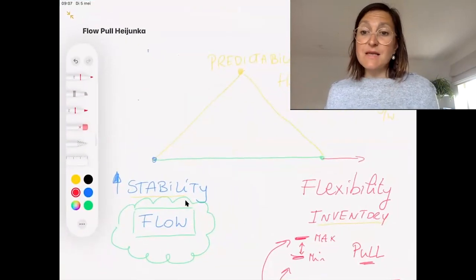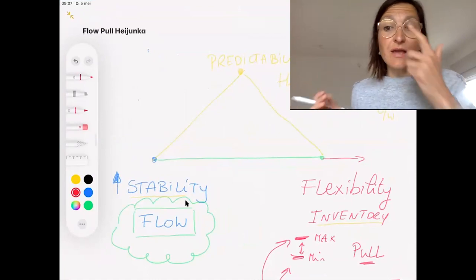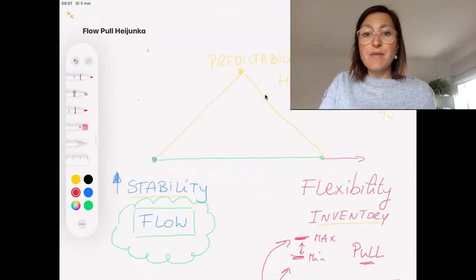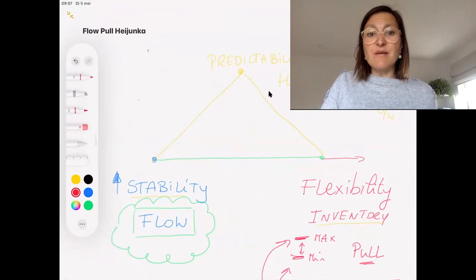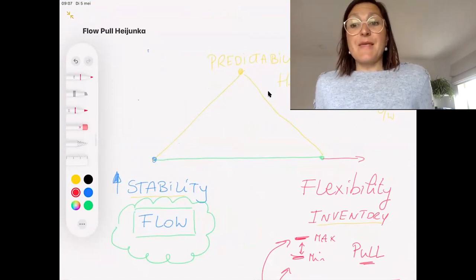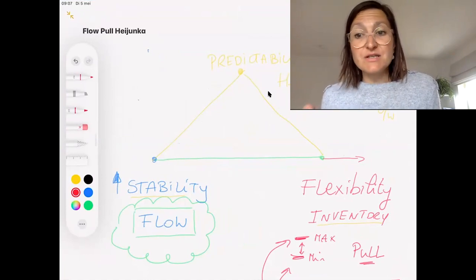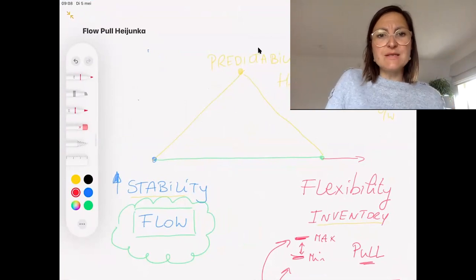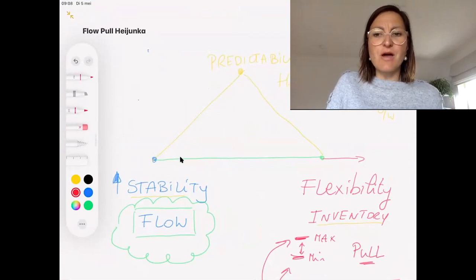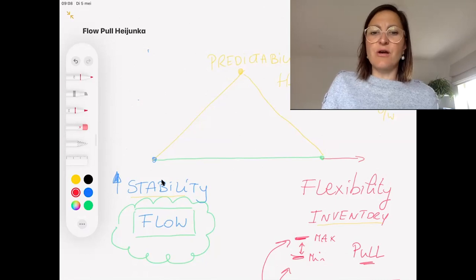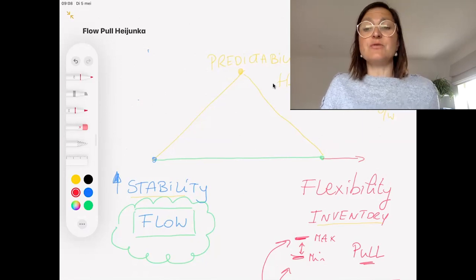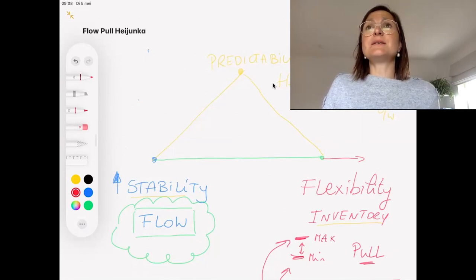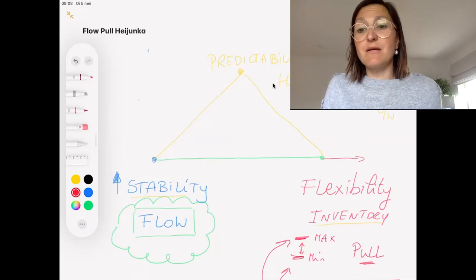Now, bringing you back to this, how can you apply this in your own business, right? So how can you actually use stability, flexibility, and predictability? The one thing I see a lot of companies struggling with is that they try to put all their business into one of the three, and they try to have all of their processes working on flow, or have pull everywhere, or have Heijunka everywhere. Now, this is, in my opinion, not possible.